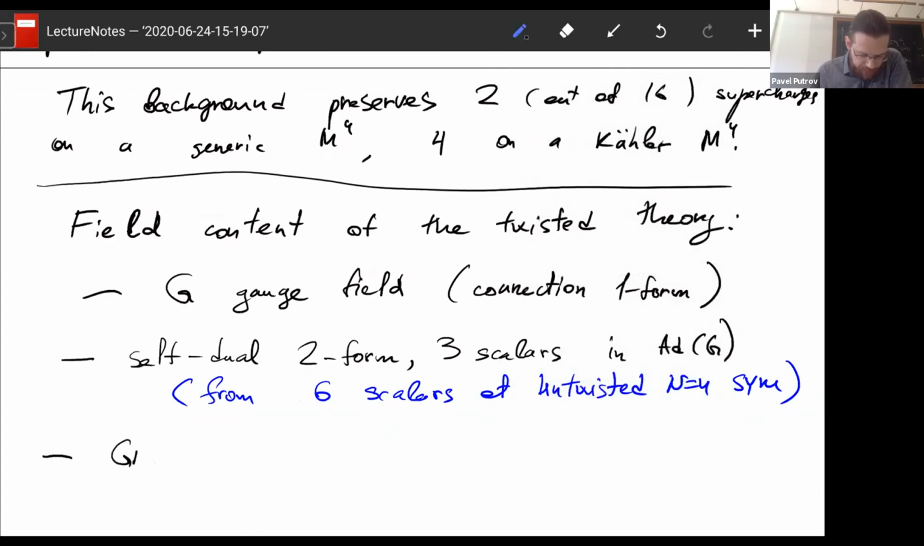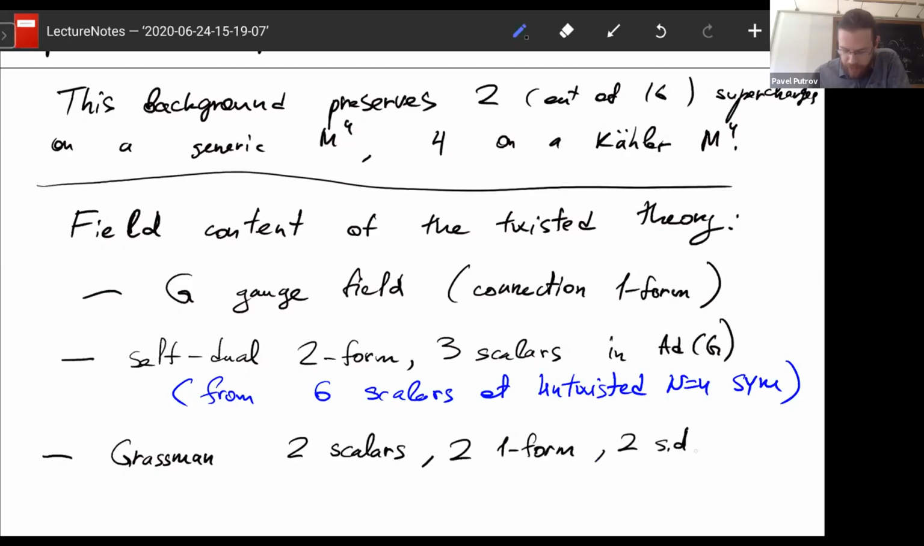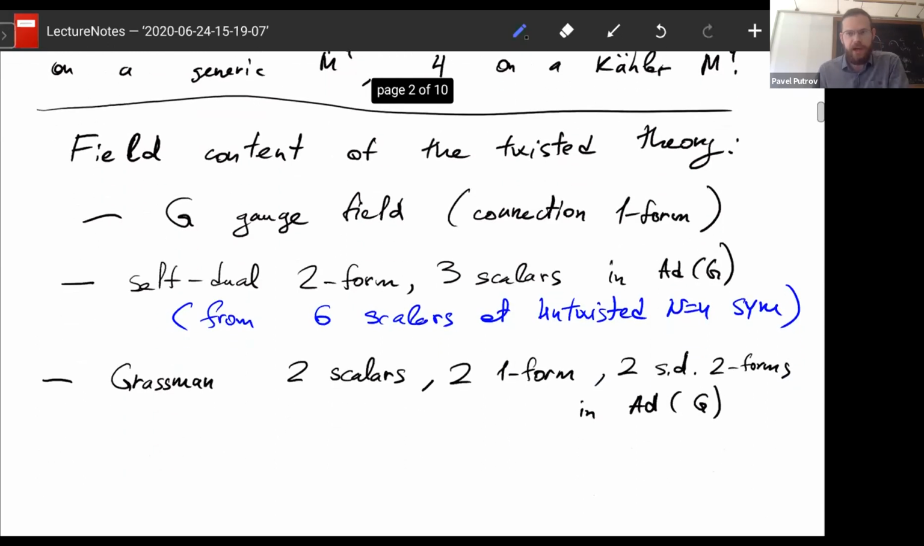They also will be the following Grassmann fields. There will be 2 Grassmann scalars, 2 Grassmann valued 1-forms and 2 self-dual 2-forms. And also, again, they all transform in the adjoint of G. And these fields originate from the fermions of the untwisted theory.